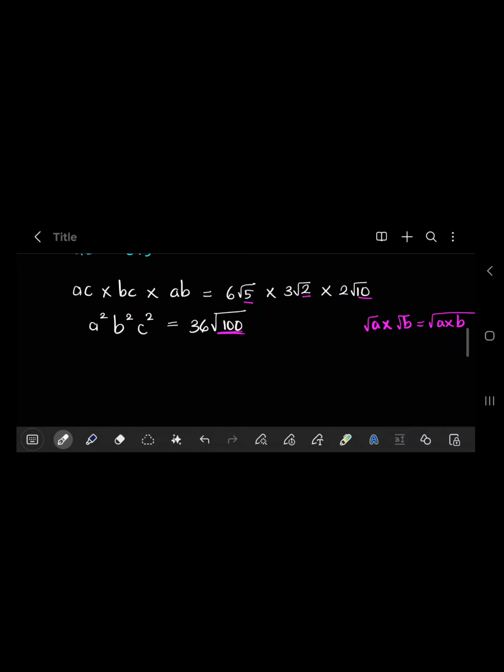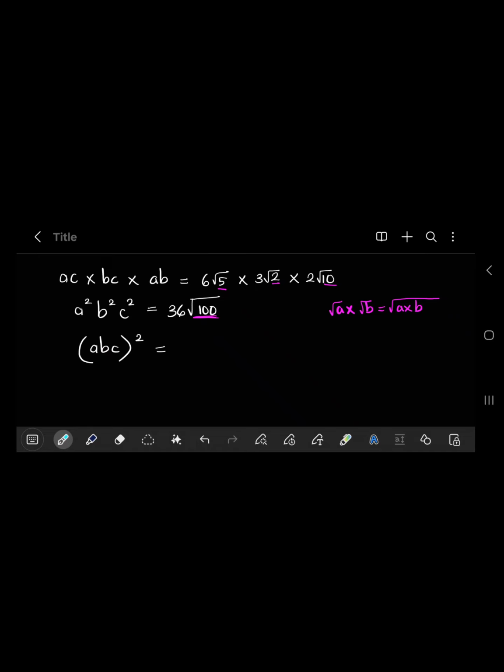Now I'm just going to simplify the left hand side because I noticed that I've got A, B, C, and all of them are squared. I'm going to write this as ABC all squared. This is just a little neater, it's a little easier to work with.